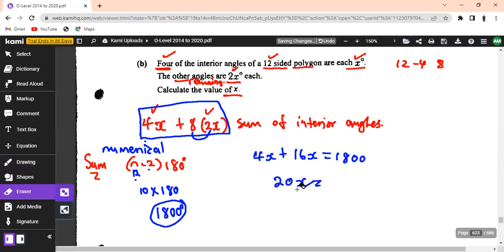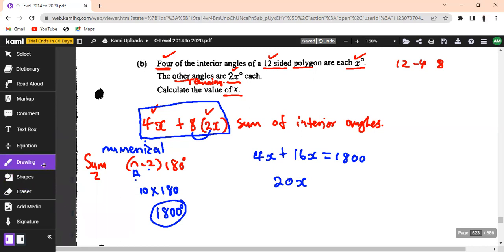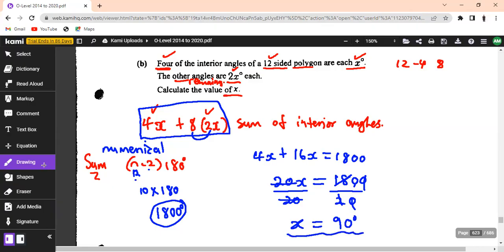So 20x is equal to 1,800. Divide by 20 on both sides, so we can cancel this. x is going to be equal to what? 2 into 18 is 9, 2 into 0 is 0, that is 90. So x is going to be 90 degrees.